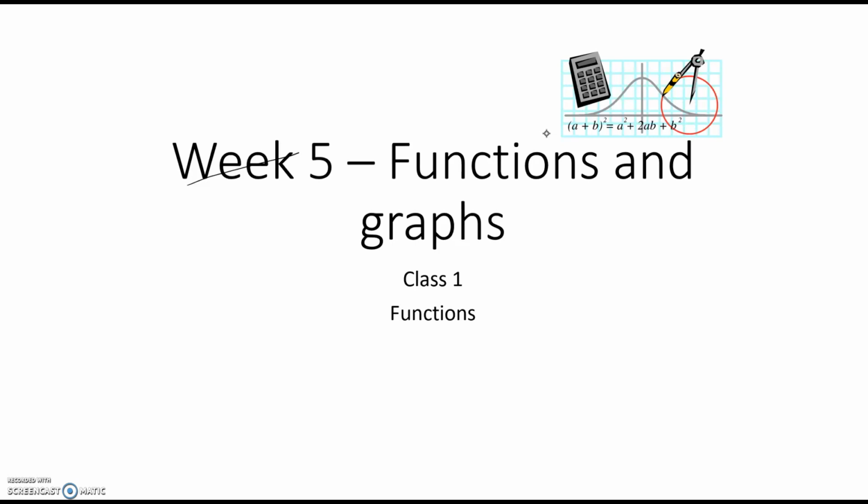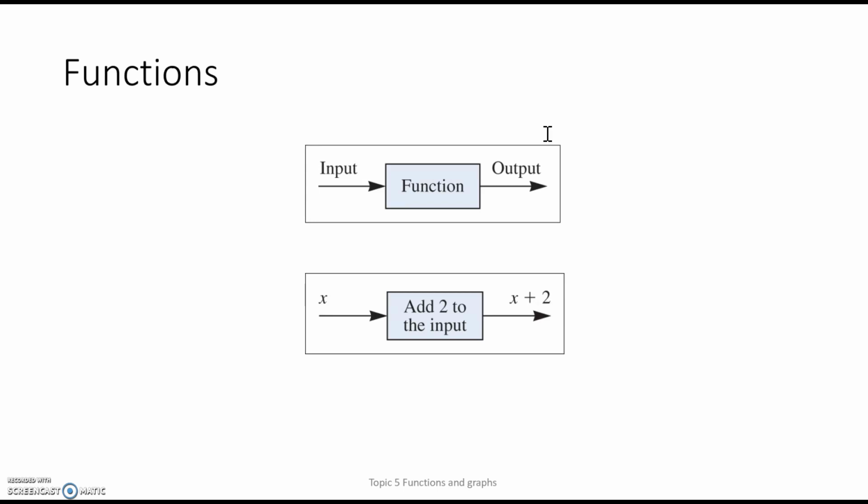This is topic 5, class 1, where we're starting to look at functions and graphs. A function of a variable, whether the variable is x or t or whatever, is just a rule describing how that variable x can be manipulated to form or generate y. And often we write it as y equals f of x, so that's y equals some function of x.